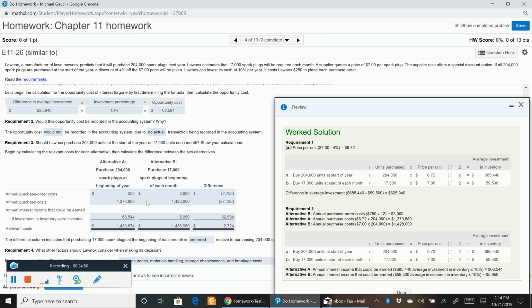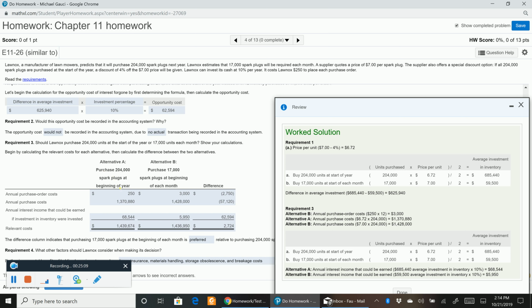And if you stopped right there and said, hey, it's a lot cheaper if I just buy them all up front, you would be wrong. Because what are you ignoring? You are ignoring the opportunity cost that we talked about earlier. And once again, the opportunity cost is the benefit given up. So what is the benefit given up?